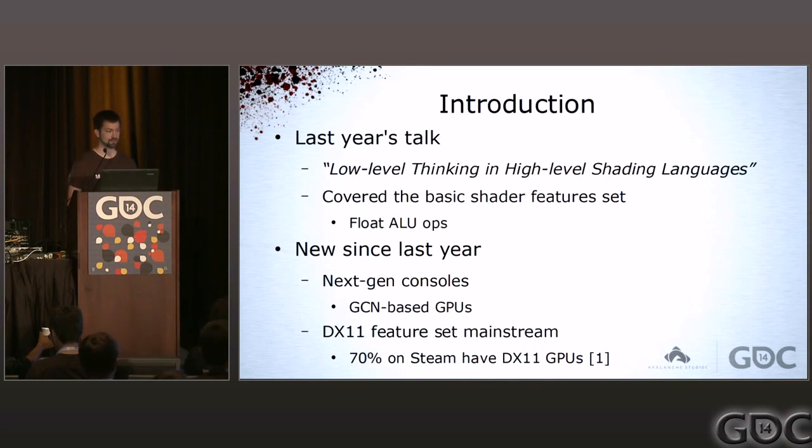Last year I covered basically the basic feature set. We were talking about a basic DX9 level of operations, mostly floating point. Of course, a lot of things have happened since last year. We have new consoles based on the GCN architecture, and DX11 is very mainstream now. A very large portion of the users on Steam have DX11 level hardware. So it makes sense to make a new talk where we talk about things that are specific to the GCN architecture and in general about DX11 level hardware.